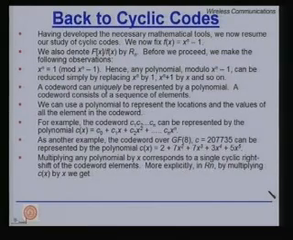Now, what is interesting is that multiplying any polynomial by x raises the power of each x by 1, and hence it represents a single right cyclic shift. So, shifting the elements, rotating them by 1, is very simple. It is just multiplying the polynomial representation of the code word by x. If you multiply it again, you shift it one more time, and so on and so forth.